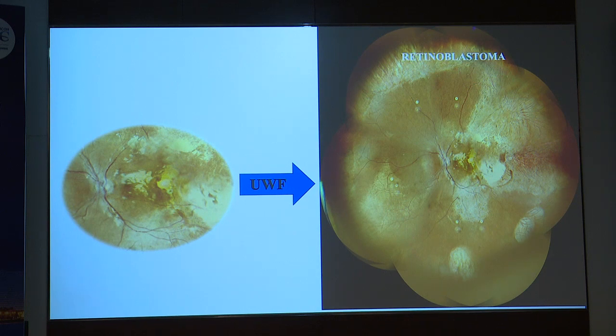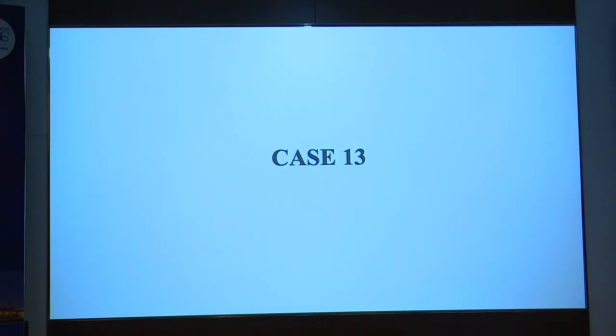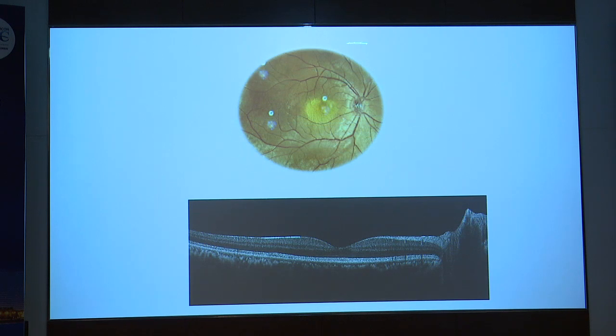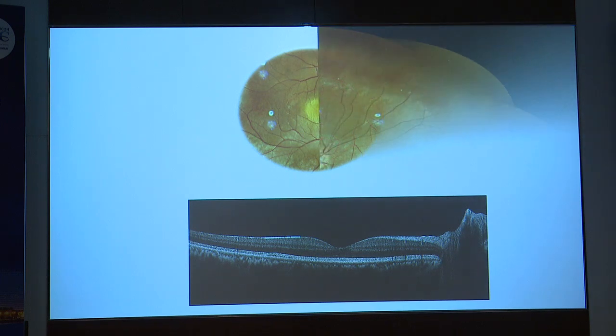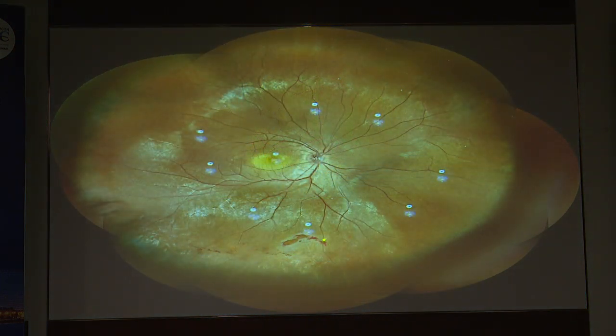This is so convincing to the patient that you don't need to speak to them further. Case number 13, blunt trauma. This is the picture again taken elsewhere, normal, and this is what we see, a horseshoe tear. Another case.